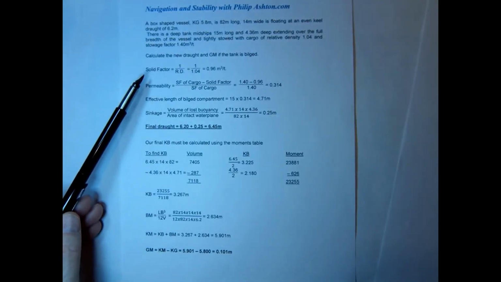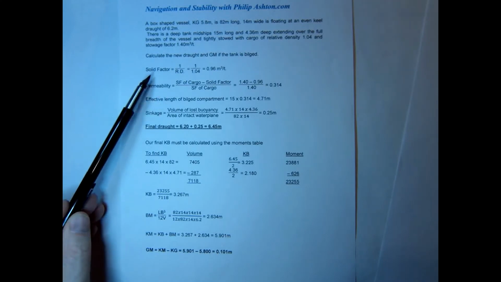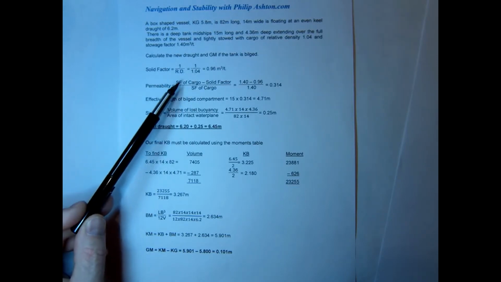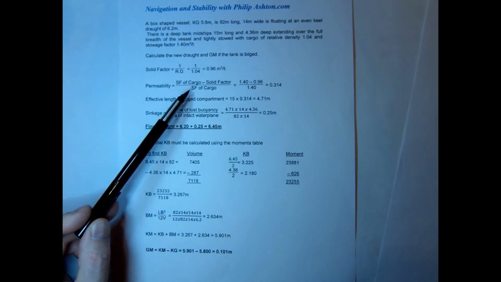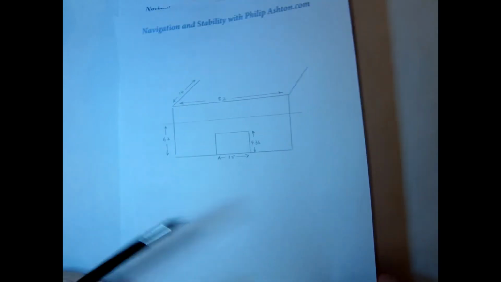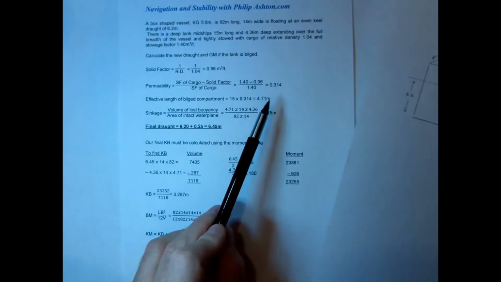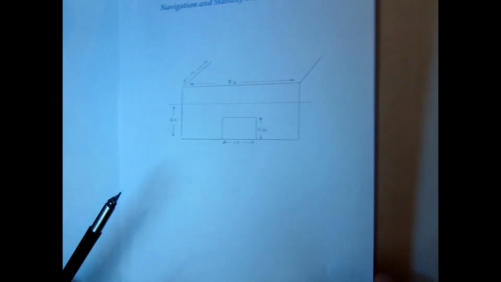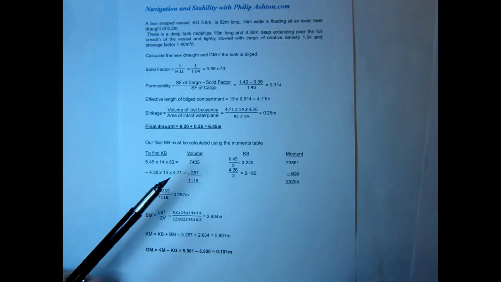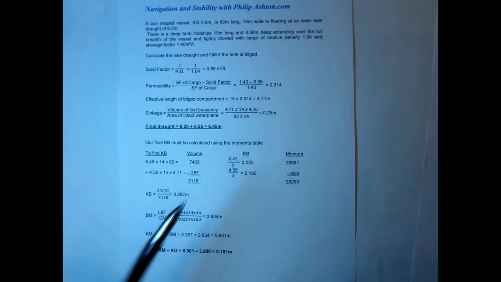So conveniently on your formula sheet in your data booklet, these formulas are actually in sequence. Solid factor 1 over RD, 0.96. Permeability, stowage factor minus solid factor over stowage factor, 0.314. Effective length of the compartment 4.71. Now I would suggest at this point, once you've got that new length of 4.71, cross the 15 out and put 4.71 there, because you're not going to use the 15 metres at all for the rest of the problem. This is the only time you use that 15 metres.